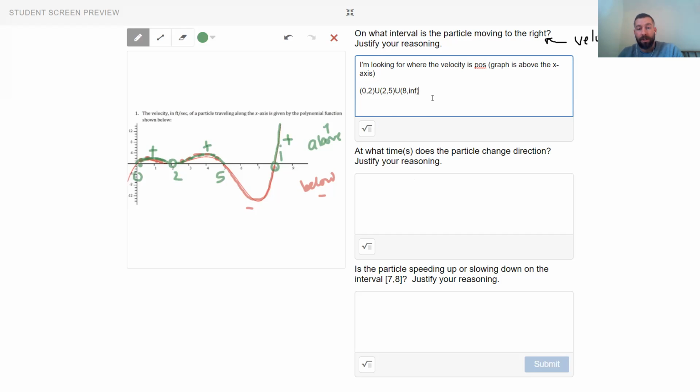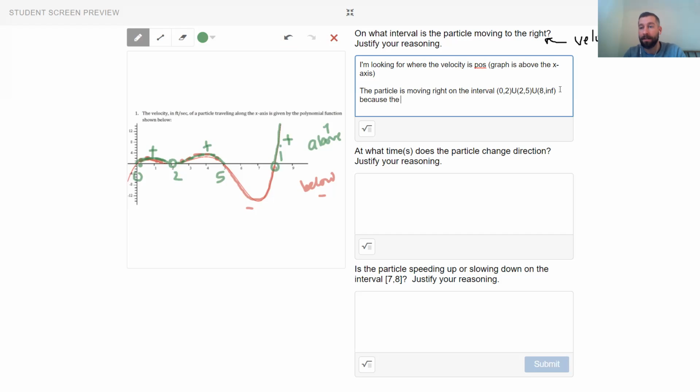So I need to include a justification. So on what interval is the particle moving to the right? And maybe I'll use a full sentence here. The particle is moving right on the interval 0 to 2, 2 to 5, and 8 to infinity.